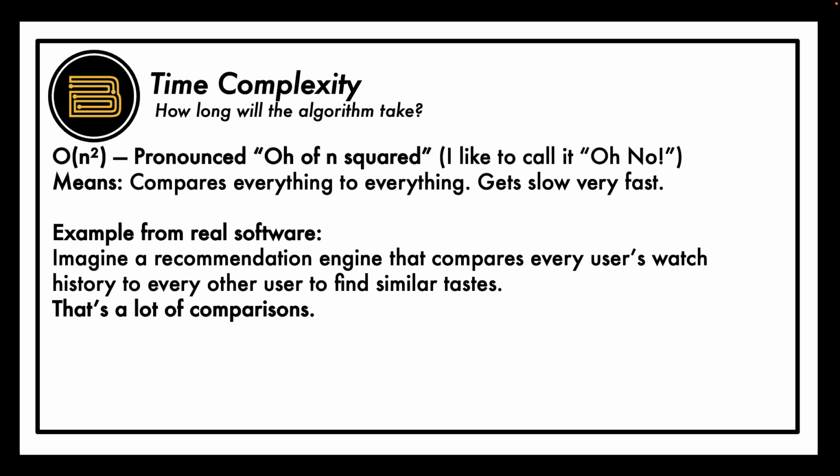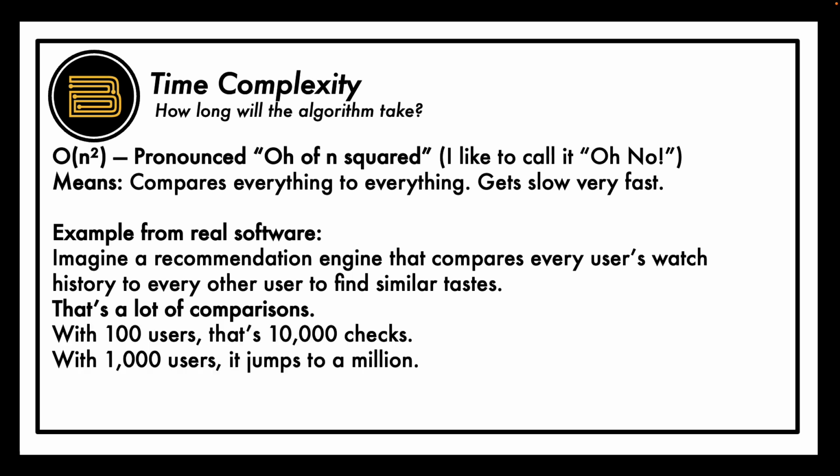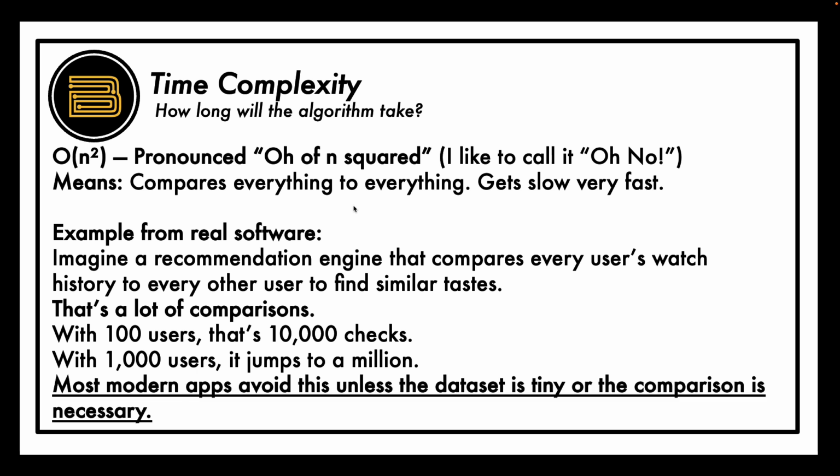An example is, imagine a recommendation engine that compares every user's watch history to every other user in the app to find similar tastes. If you think about it, that's a lot of comparisons, right? Because if you have 100 users, that means 10,000 checks. If you have 1,000 users, that jumps right to 1,000,000. And keep this in mind. Most modern apps avoid this unless the data set is small or tiny, or the comparison is absolutely necessary.